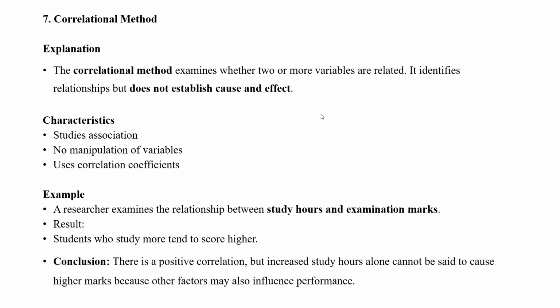And correlational methods. Correlational method examines whether two or more variables are related. It identifies the relationship but does not establish cause and effect. Cause and effect, what is that? That is experimental. So here it does not establish cause and effect. Characteristics: studies association, no manipulation of variables, uses correlation coefficients. For example, the relationship between study hours and examination marks, and using that they can take correlation method results. Again, I'll tell you, they can ask any scenarios. So we have to understand the scenario, analyze it, and write what the method of research is.